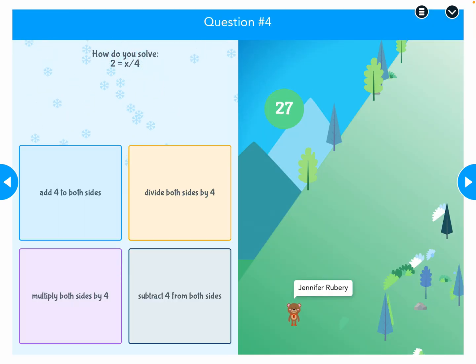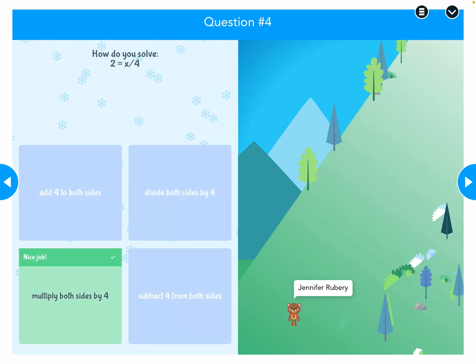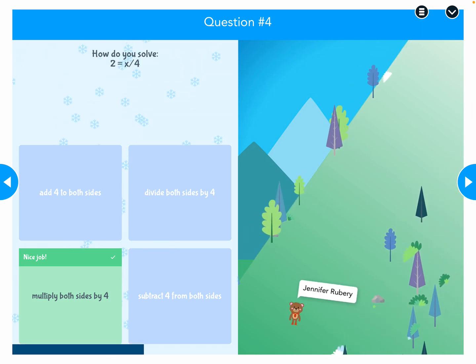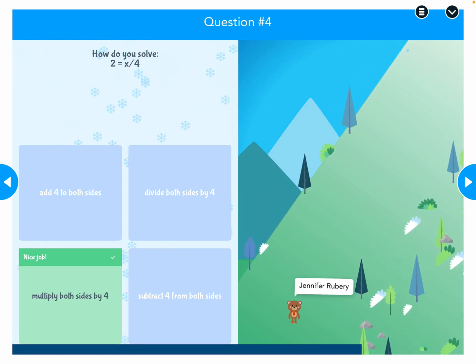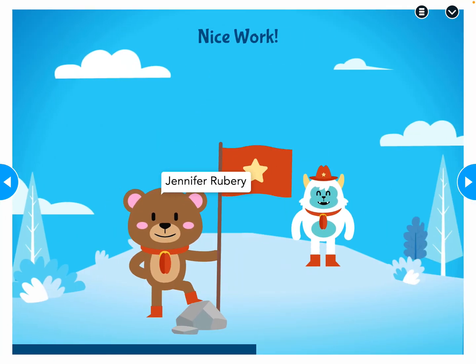Okay, and in this one, I have x divided by 4, so in this, I need to multiply both sides by 4. Isolate the variable by using inverse operations and make sure I keep it balanced by doing the same thing to both sides.